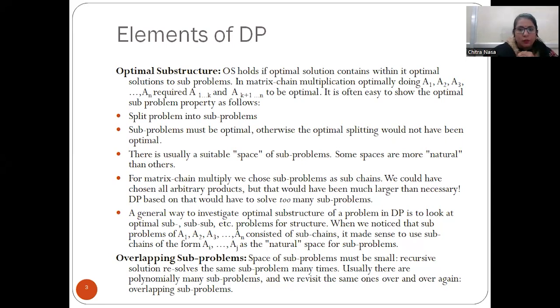Now, what are the elements of DP? It is normally asked in the exams: what are the elements of DP? So the two elements of DP are optimal substructure and overlapping subproblems.